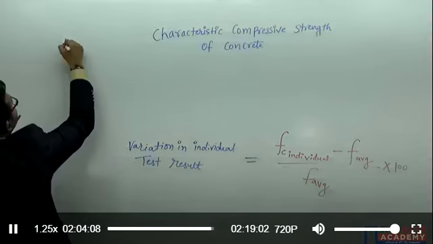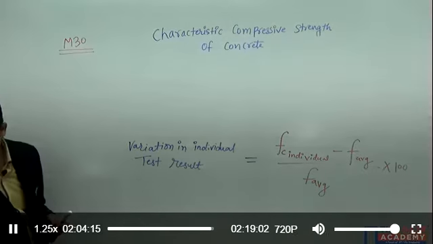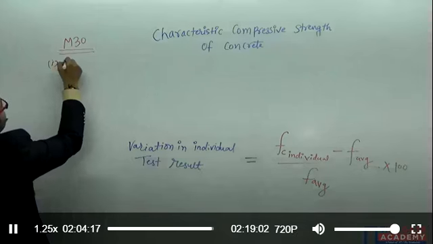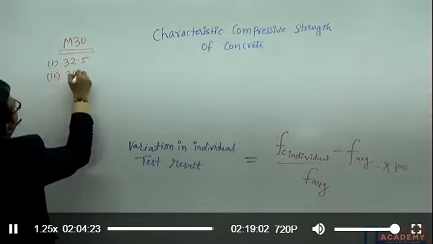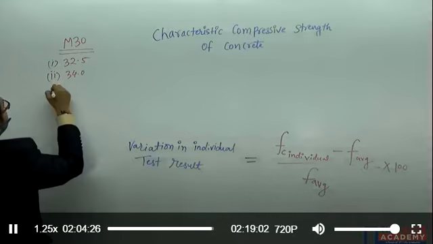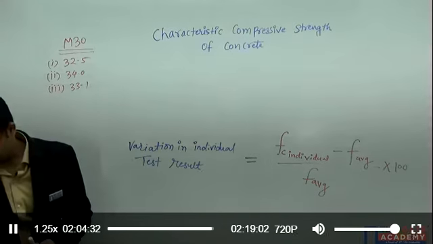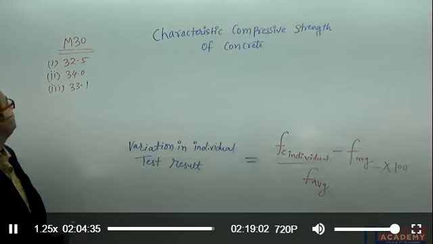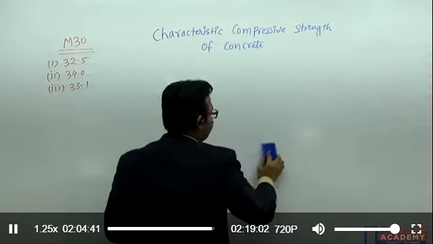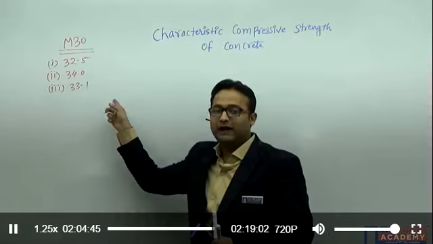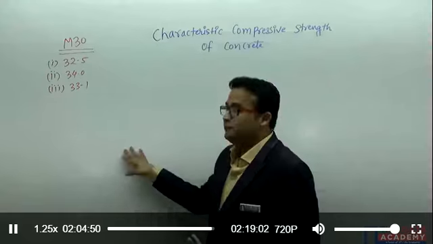Suppose for M30 grade, 3 cubes have been prepared, and the strength of the cubes is 32.5, 34, and 33.1. Right? Total 3 cubes have been prepared for M30 grade of concrete. Let's check whether the concrete that has been prepared should be accepted or not.